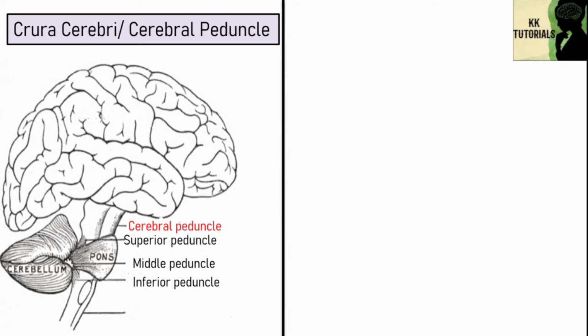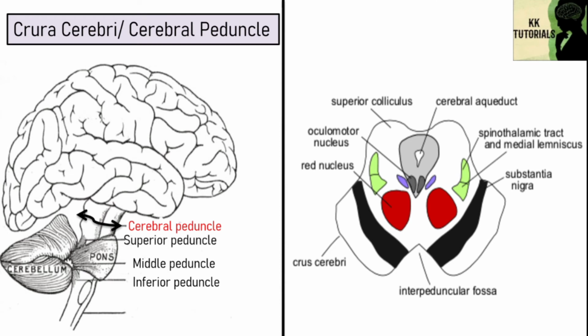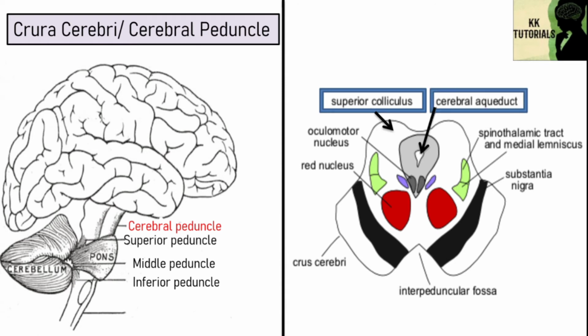Now let's see the cross section of the midbrain at the level of colliculus. Here you can see a superior colliculi, singular form is colliculus, as we have seen before. The cerebral aqueduct is the part of the ventricular system which links the third ventricle with the fourth ventricle.